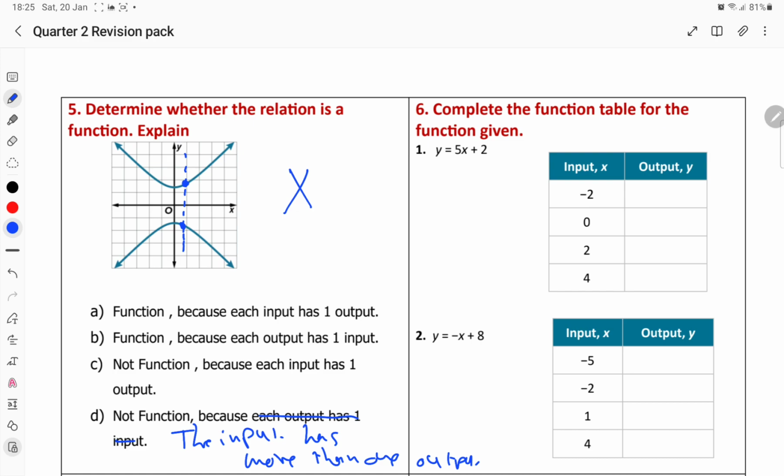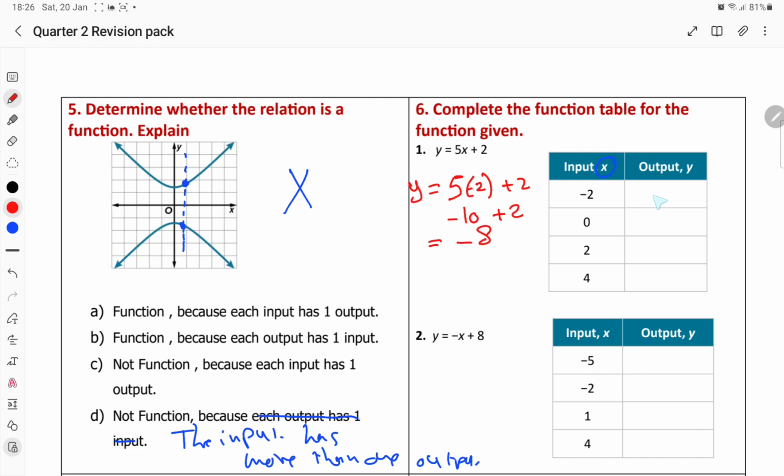Complete the function table for the given function, y equals 5x plus 2. Whenever you input an x, you should get out a y. Very good. So, in the first part, y equals 5x plus 2. What is x here? Negative 2. So 5 times negative 2 is negative 10, plus 2. Different signs, subtract. 10 minus 2 is 8.